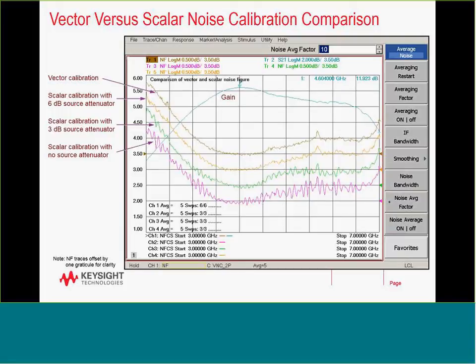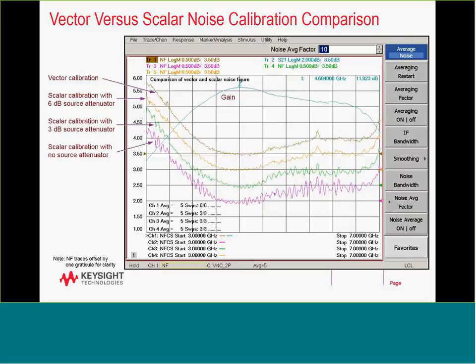So we basically moved those other two reference lines down to see them individually. The brown line is the vector, and you can see that there's very little ripple across there. So we've effectively removed a lot of the mismatch error and reported to you the 50 ohm noise figure. Also, you can see the orange line is where we added 6 dB of attenuation to the internal port, and we see that effectively it has close to the vector.